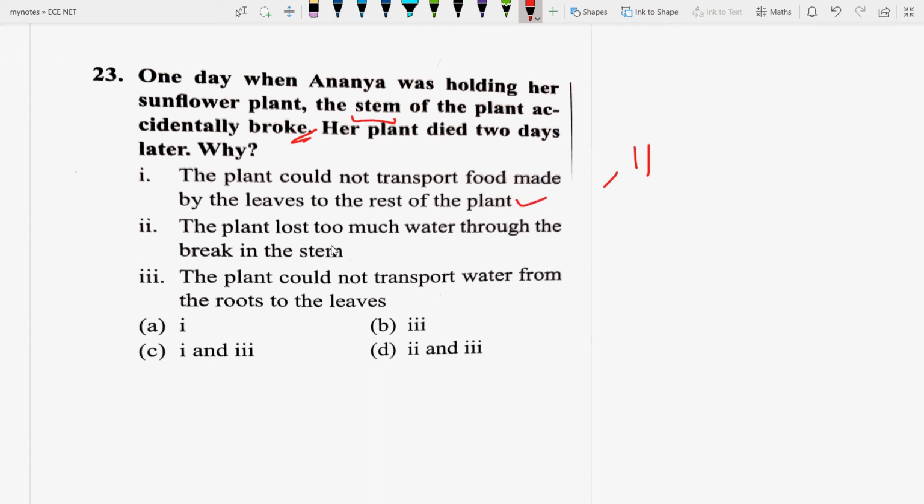Second, the plant lost too much water due to the break in the stem. No, roots have the capacity to hold the water, not the stem. Third, the plant could not transport water from the roots to the leaves. Yes, because roots have the capacity to hold the water and then they are able to transport water to the leaves. So, first and third option is the right option.